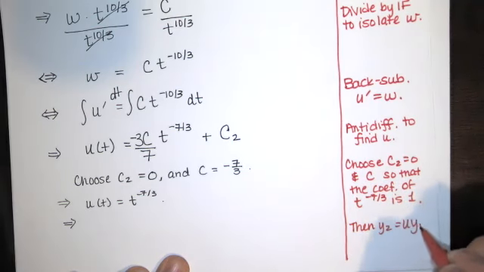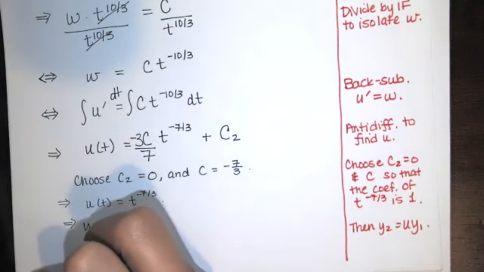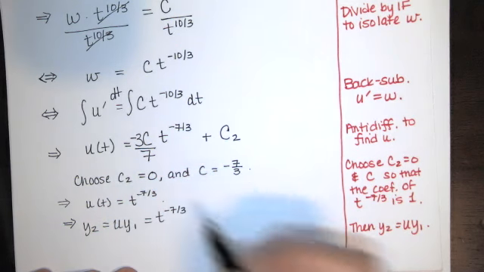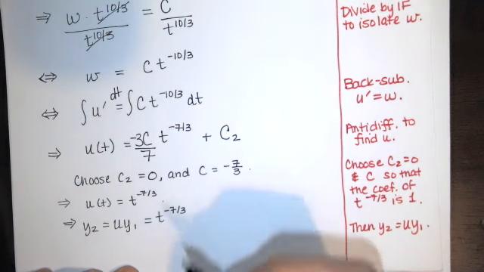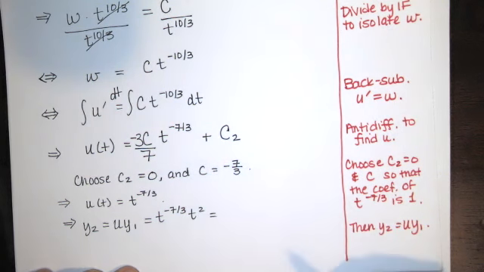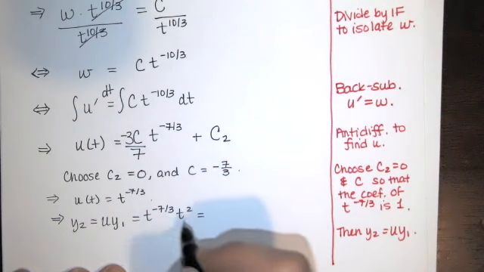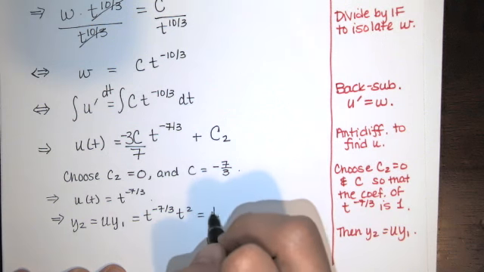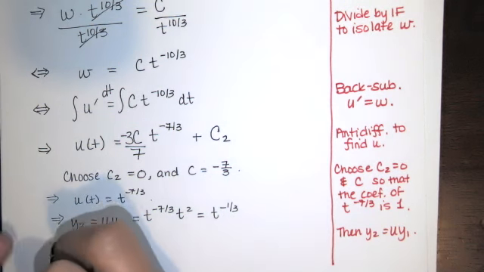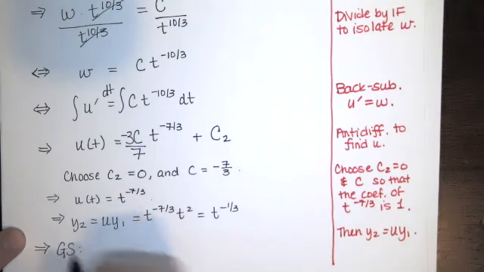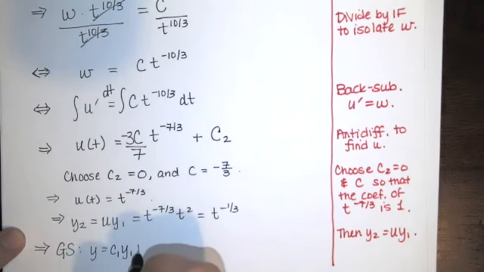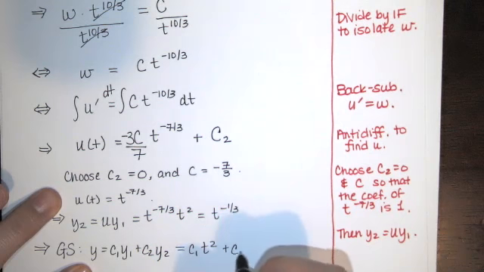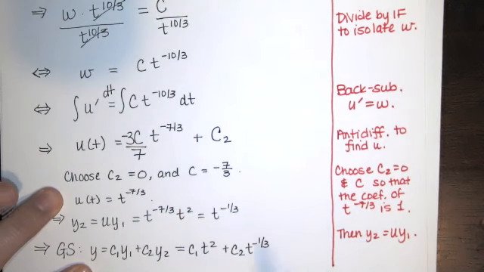Remember, y2 was u times y1. So that's t to the negative 7/3 times y1, and y1 was t squared. If we multiply those together, we just add the exponents. So it's negative 7 over 3 plus 6 over 3, which is negative 1 over 3. That's y2. And then the general solution from there is y equals c1y1 plus c2y2, which is c1 times t squared plus c2 times t to the negative 1/3.